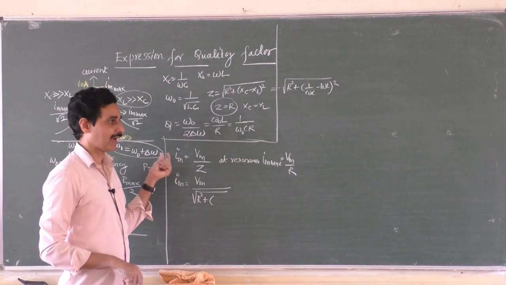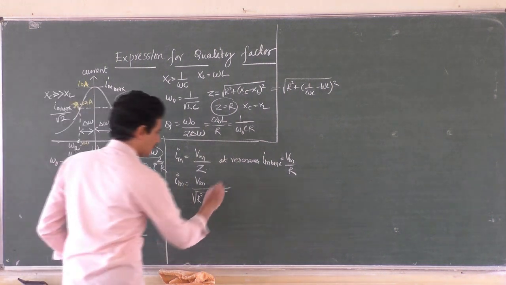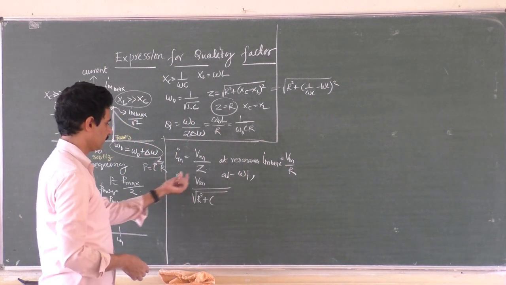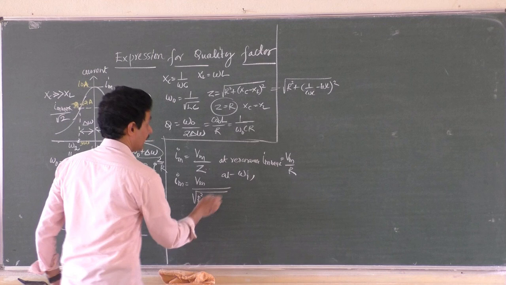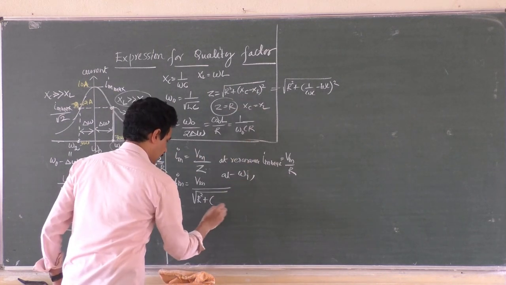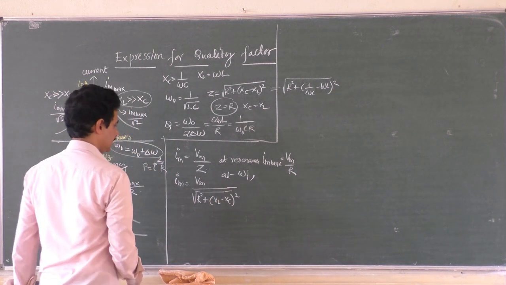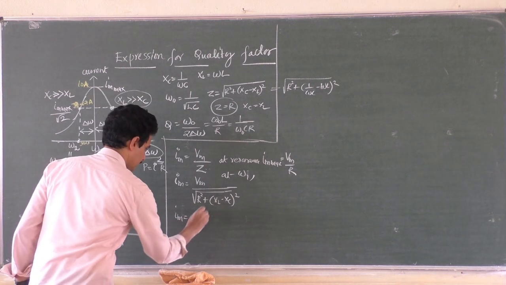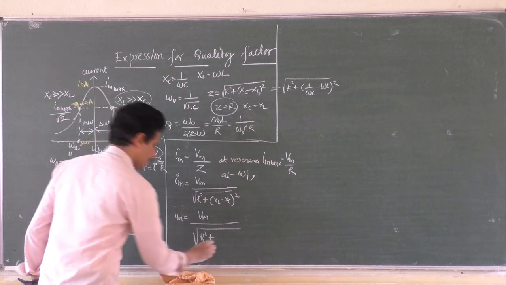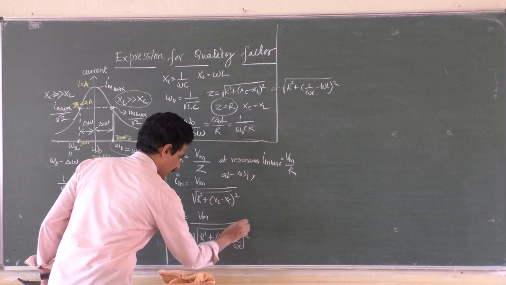Now I am writing the current equation for a situation when the frequency is omega 1. At omega 1, what can I write? Im is equal to Vm by Z, root of R squared plus (XL minus XC) whole square. I'll write it like this. Im is equal to Vm divided by root of R square plus, what is XL? (Omega L minus 1 by omega c) whole square. Hope you have followed this.